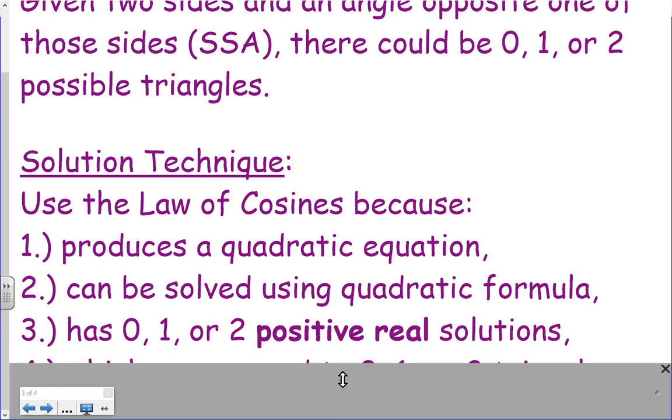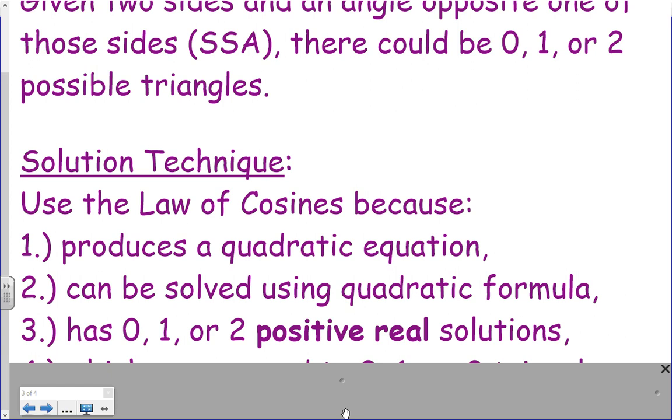When we run this through the quadratic formula, I'm going to get either 0, 1, or 2 solutions. In particular, we're only worried about the positive and real solutions. So you'll still have either 0, 1, or 2 positive real solutions. Anything that's obviously imaginary, we're throwing out. Anything that's negative, we're throwing out. We're talking about side lengths of a triangle, so we're going to throw out those other scenarios. It's positive and it's real. You'll get either 0, 1, or 2 solutions.